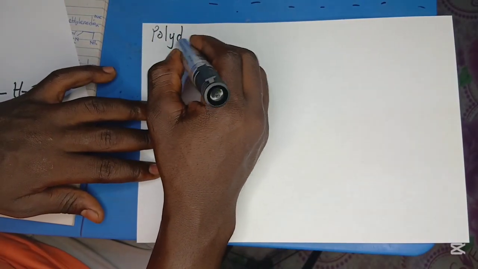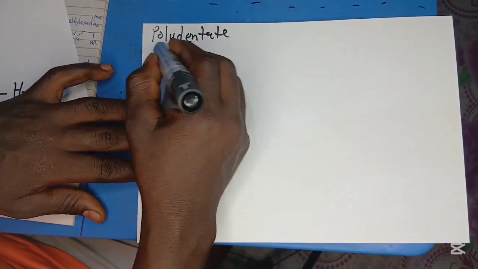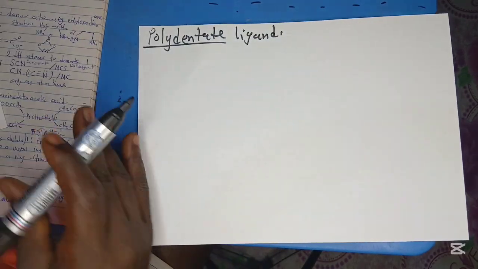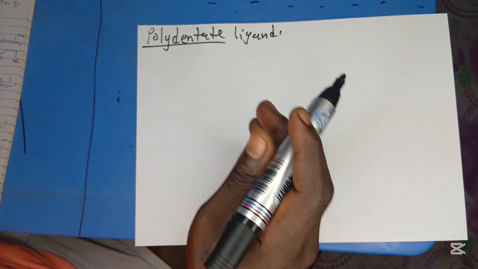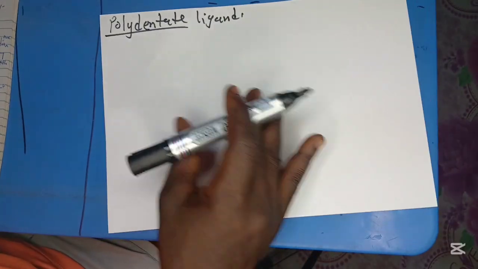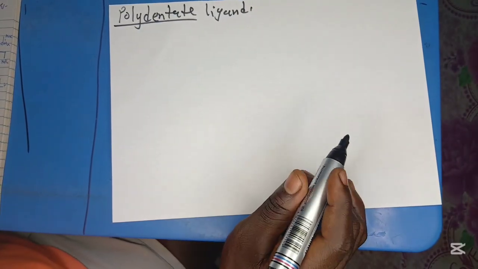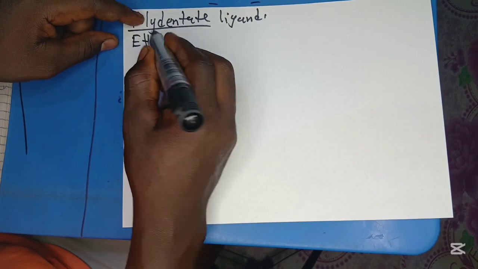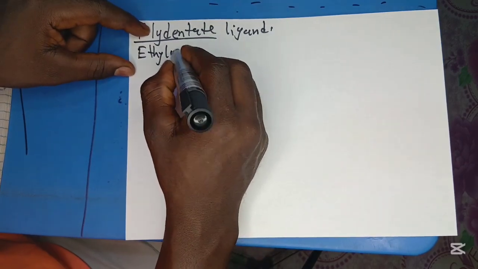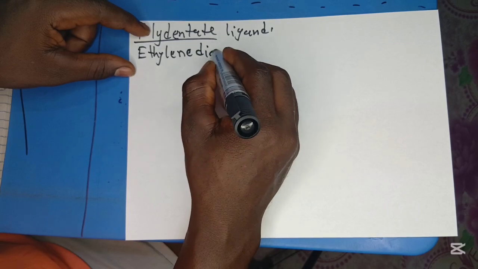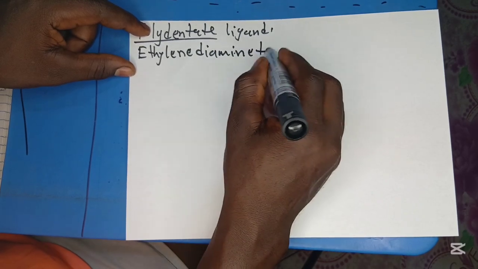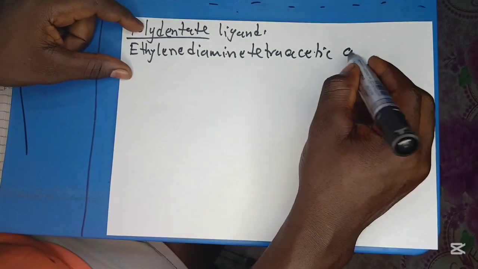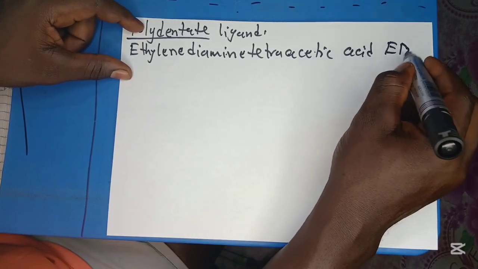Polydentate. Polydentate ligand. A typical example of a polydentate ligand is EDTA, ethylenediamine tetraacetic acid, short EDTA.